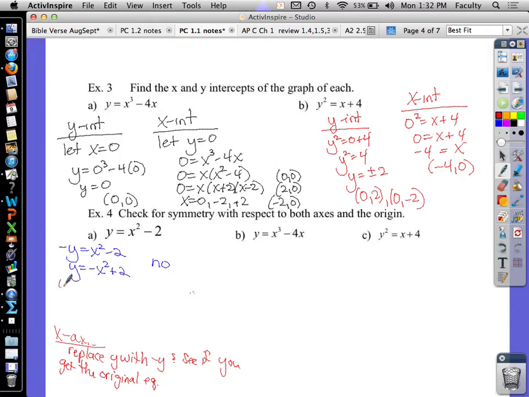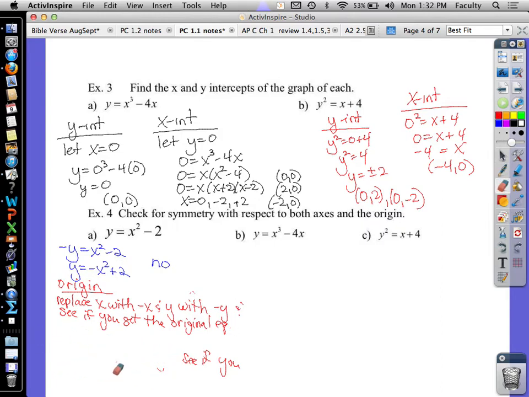All right, then the last type of symmetry is called origin symmetry. And what you do is you replace x with negative x and y with negative y and see if you get the original equation. I apologize, I am going a little bit fast to get this in. So if you need to watch the video later, you can.